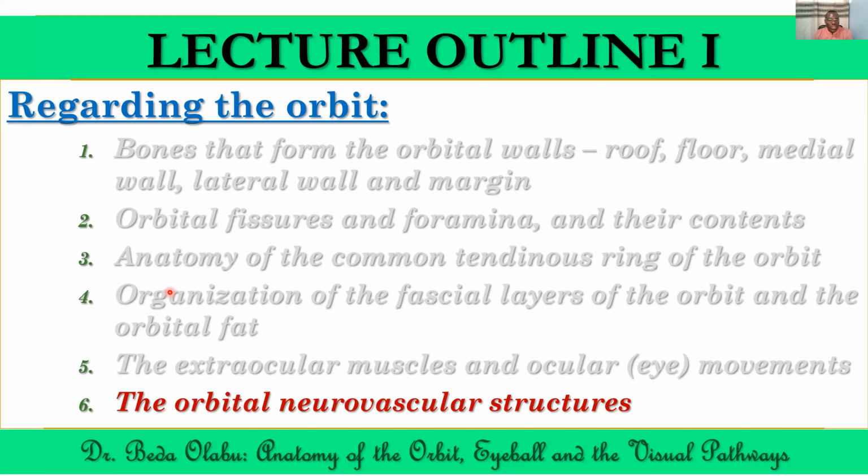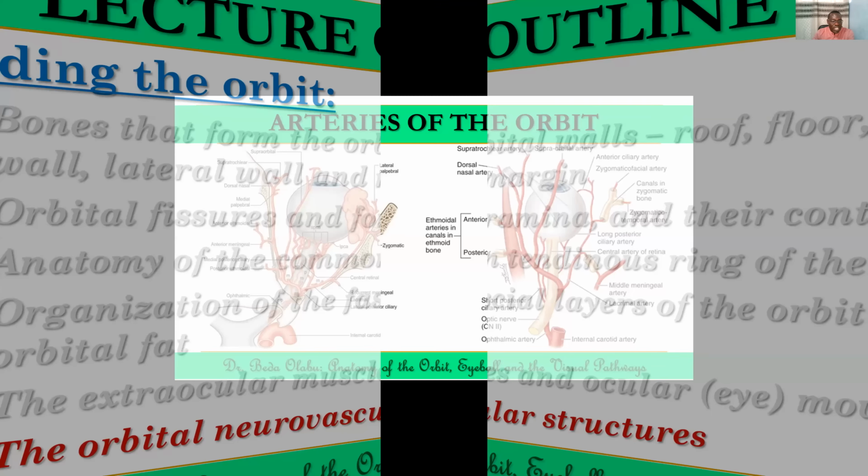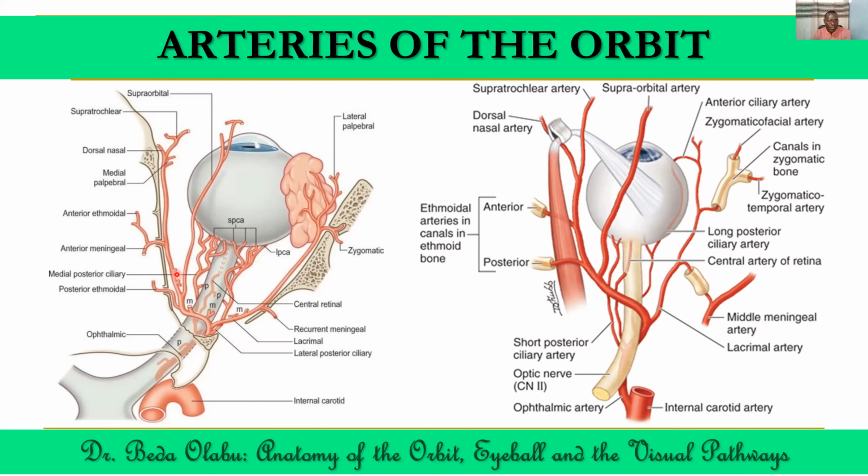Okay, now we can finish with the orbital neurovascular structures. We can start with the ophthalmic artery. Ophthalmic artery is the main artery that supplies the intraorbital structures, but we also have the inferior orbital artery or the infraorbital artery, which is a branch of the maxillary artery, also supplying some structures, but the main artery is the ophthalmic artery. Ophthalmic artery is a branch of the internal carotid artery. It enters through the optic canal, gives a number of branches, and we can just name them here.